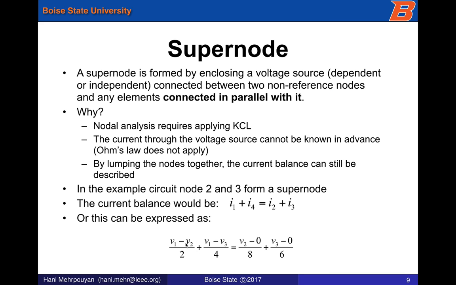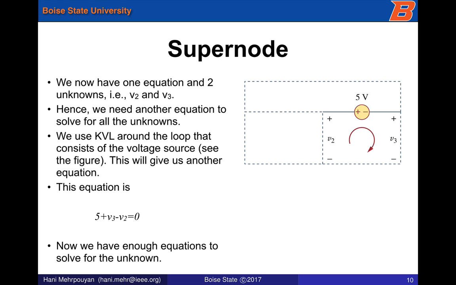So in this case, we need another equation, and we utilize KVL around the loop that consists of the supernode. We will remove all the other circuit elements. We don't need to necessarily, but just to redraw it and make it simpler for you, I have done so. And so now we have this loop over here, which consists of V2, V3, and the voltage source. Again, you don't need to remove the resistors or anything because you know that this is V2 and you know this is V3.